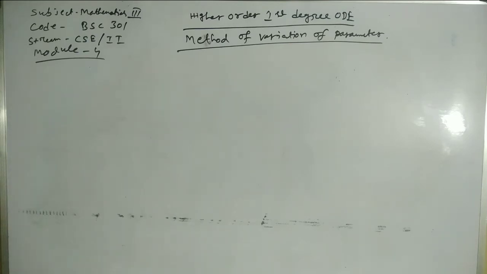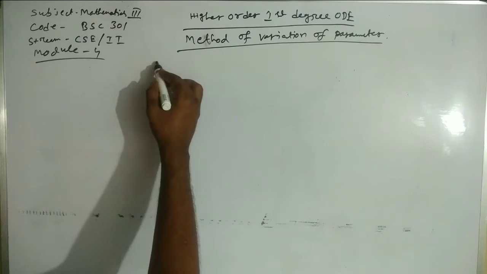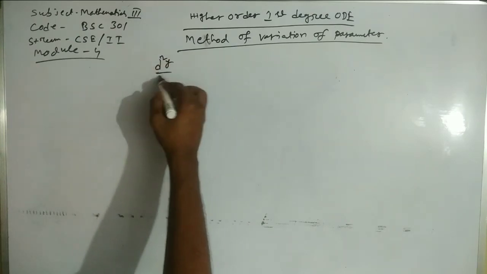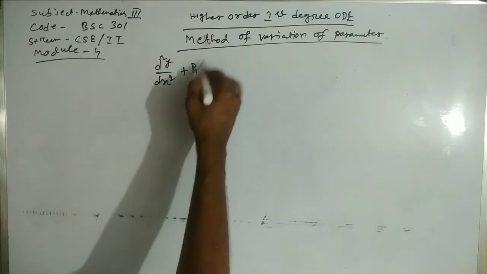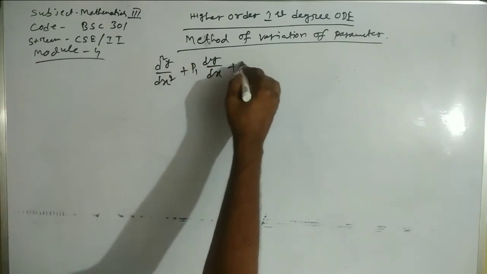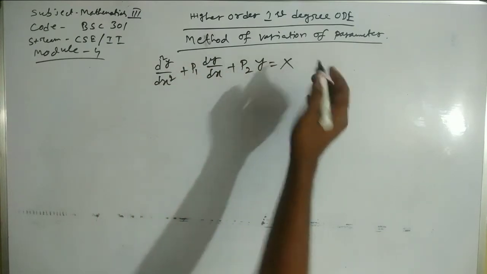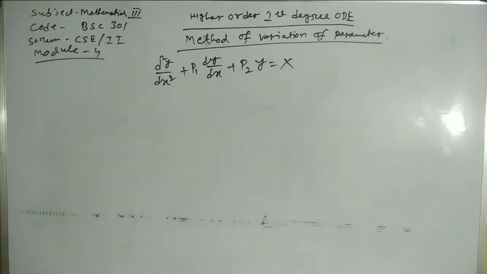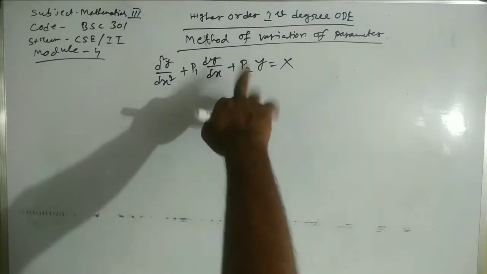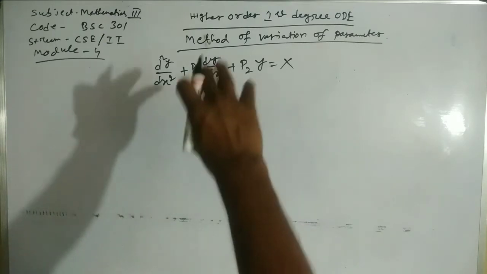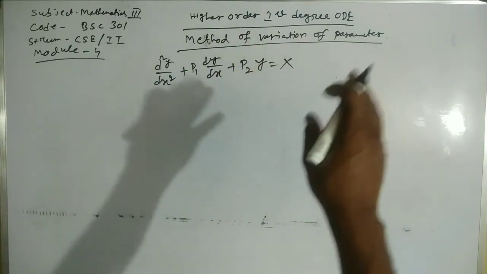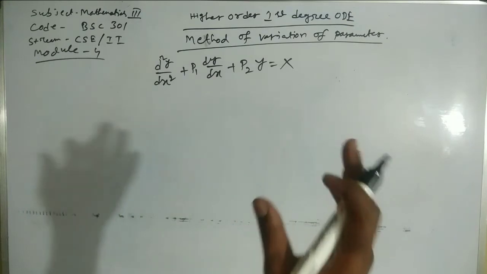So we know the general form of a higher order first degree ODE. Here I will deal with second order. Higher order means second order. The first degree ODE is d square y dx square plus p1 dy dx plus p2 y equal to capital X, where p1 and p2 are constants. Actually, we are dealing with higher order first degree linear ODEs with constant coefficients.